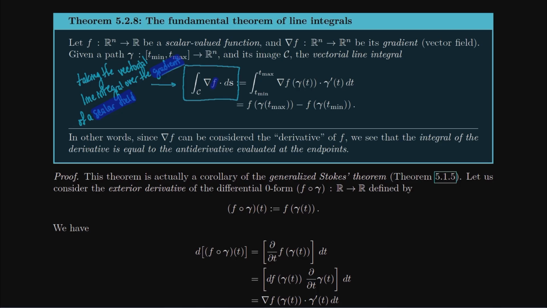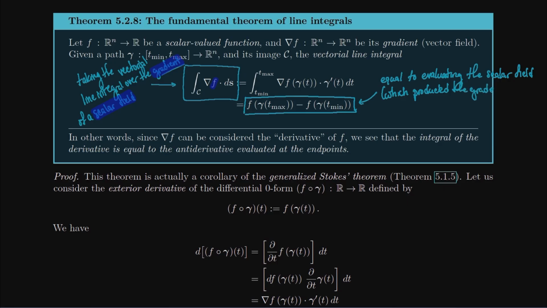What you can do if you take the vectorial line integral of a gradient field is you can just evaluate the scalar field on the endpoints of the curve. It's equal to evaluating the scalar field, and this is the scalar field which produced the gradient field. It's not any scalar field, of course. Scalar field which produced the gradient field on the endpoints of the curve. And of course, we know from the generalized Stokes theorem, these curves always do need to be oriented, so we should be a little careful. It's always the true ending point of the curve minus the true starting point of the curve.